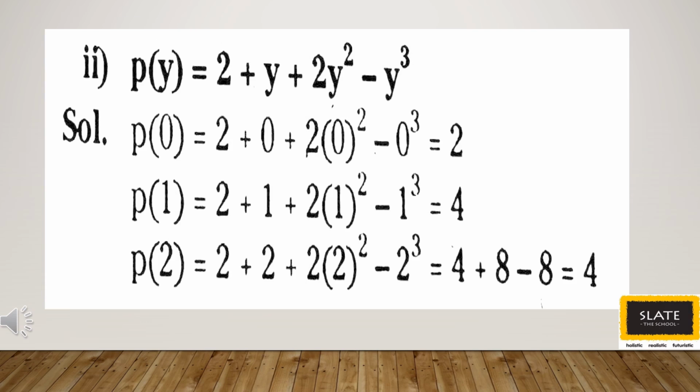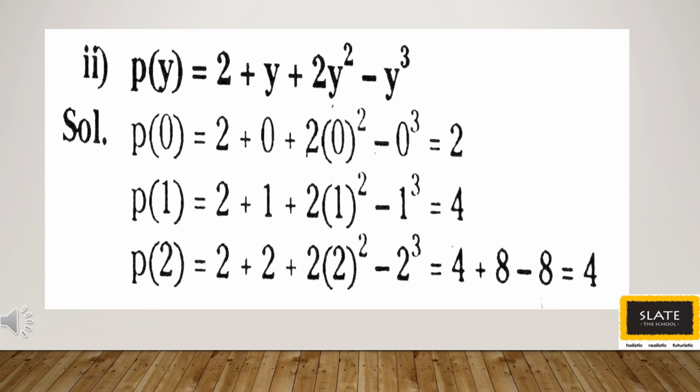Next polynomial, p of y is equal to 2 plus y plus 2y square minus y cube. We need to find out p of 0, p of 1 and p of 2. First, let us find p of 0. We need to replace y with 0. We get 2 plus 0 plus 2 into 0 square minus 0 cube. On simplification, we get 2. Therefore, p of 0 is equal to 2.